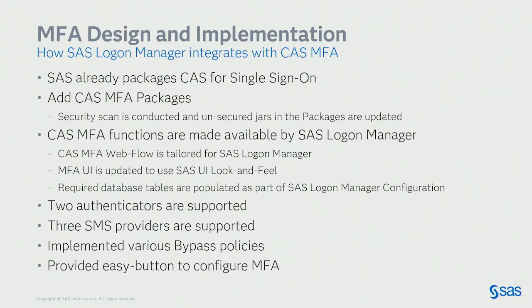And we also populate the database to make sure, like in the Google case, data gets persisted in the database, so you don't have to register your Google Authenticator app more than once. You just need to register once. I mentioned we support 2 authenticators at the 9.9 release. We also support 3 different messaging providers. I'll talk a little bit more about that later. We implemented several different bypass policies. We'll provide an easy button to configure that with MFA.